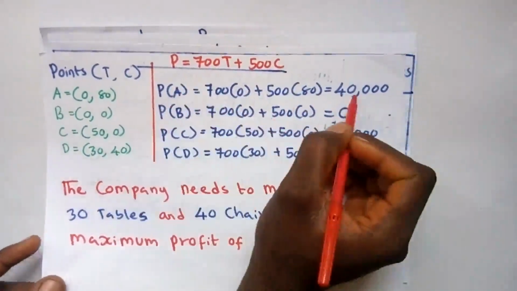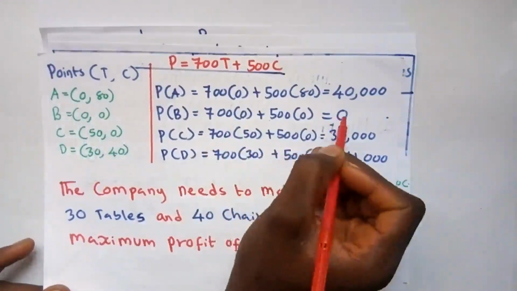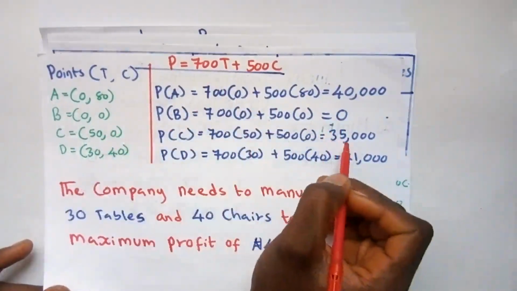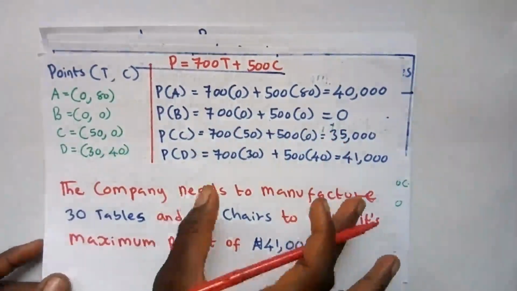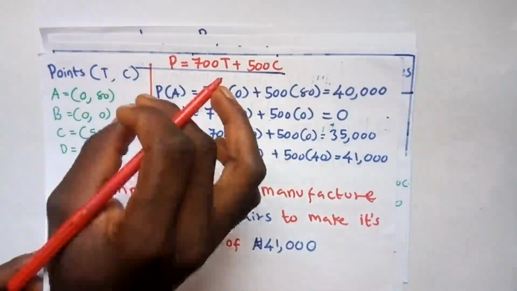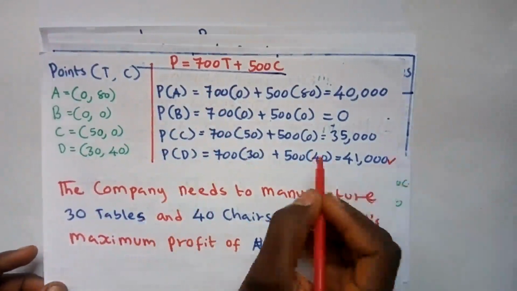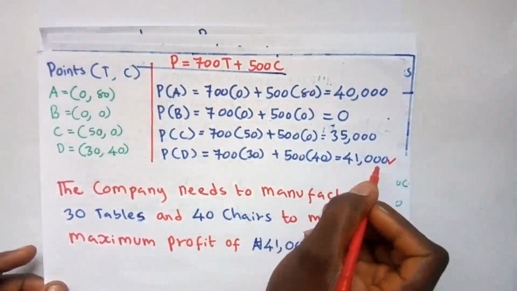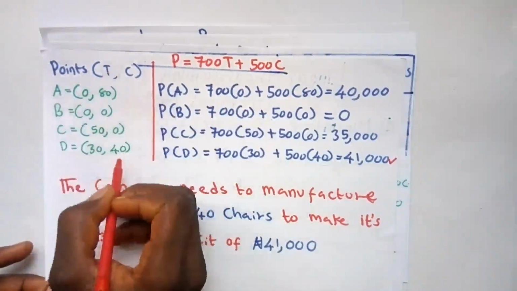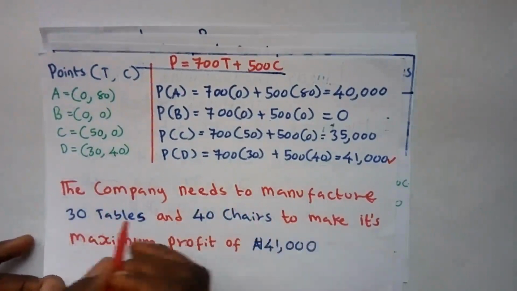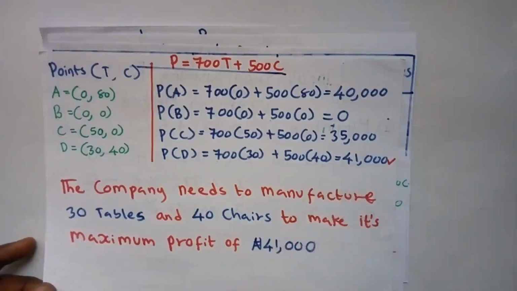At point A, the objective function is 40,000 naira as the profit. At point B, 0 naira. At point C, 35,000 naira. And at point D, it's 41,000 naira. So the company is trying to know how many chairs and tables to produce to get the maximum profit. We can see that at point D, the company made their maximum profit of 41,000 naira when they produced 30 tables and 40 chairs. Therefore, the company needs to manufacture 30 tables and 40 chairs to make its maximum profit of 41,000 naira.